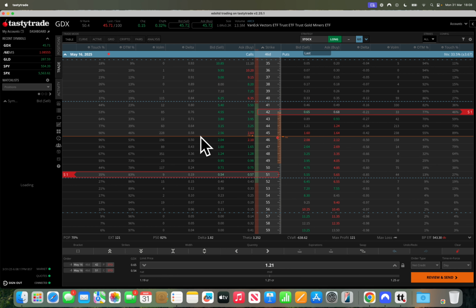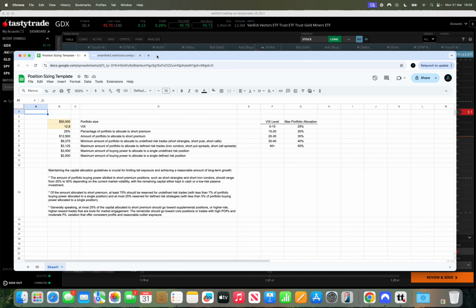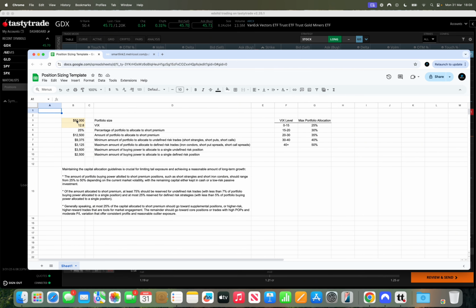So there's lots and lots of things that you can do here, and you do need to keep your buying power in check, and the way that you do that is by managing your position sizes. And to do that, we've created a free position sizing template. The link is in the description. The way it works is you enter the size of your portfolio. Say if it was $25,000, you enter that, and then you enter in the VIX level. Say if it was 21.9, and everything's going to be dynamically calculated for you. As you can see here, it tells you exactly what you need to be doing, or it tells you the maximum amounts that you need to be allocating.